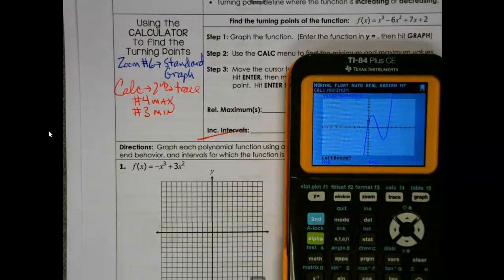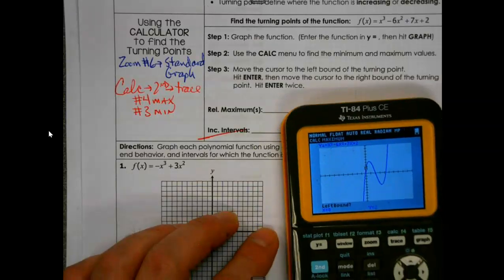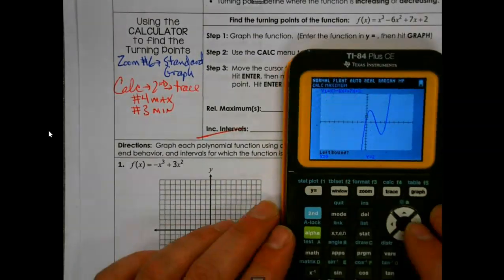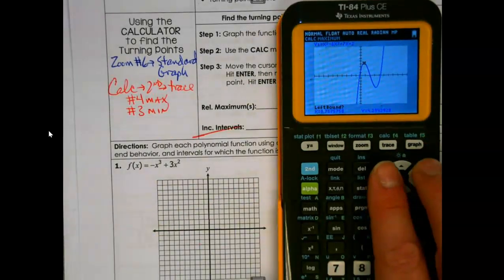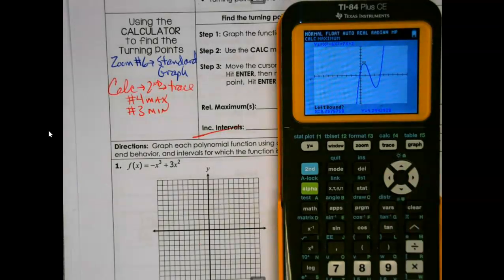You can call him Blinky if you want to. So here's what we're going to do. My first job is to get my cursor only using the left and right buttons. We can't use up or down. Get as close to that maximum as you can. Your blinker should be at the top of the mountain here.